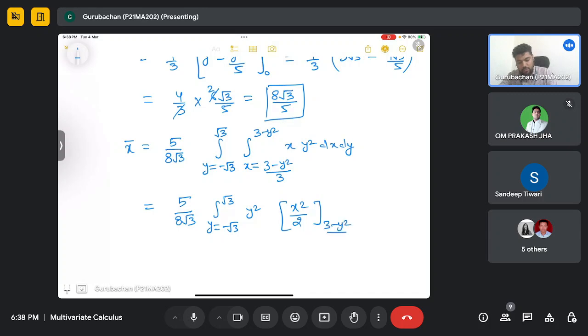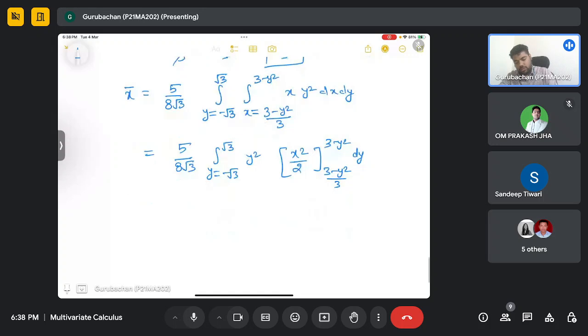3 minus y square divided by 3. 3 minus y square. So this will give us y from minus under root 3 to plus under root 3, and y square. So this will be 3 minus y square and 3 minus y square divided by 9. And I am taking 1 by 2 outside, so this will be 16 under root 3, correct?